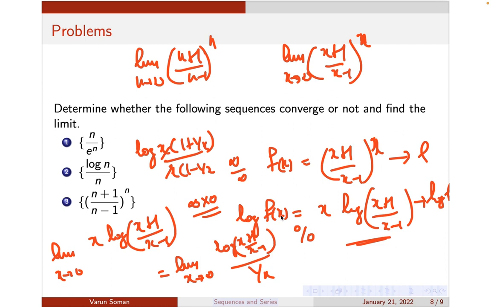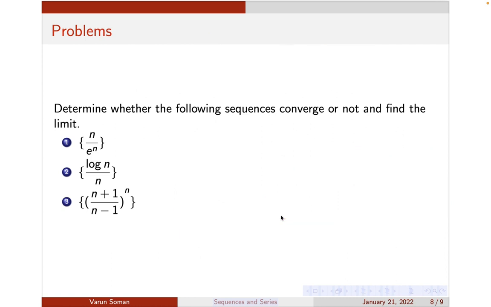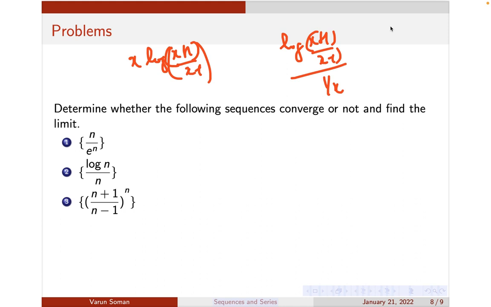So I'll write once again. We are considering the function x log of (x plus 1 by x minus 1) here. So instead, we'll take log of (x plus 1 by x minus 1) by 1 by x to make it a 0 by 0 form, and then we'll apply L'Hospital's rule. So what is L'Hospital's rule saying? You have to take the derivative of the numerator by the derivative of the denominator. So please try to find out.